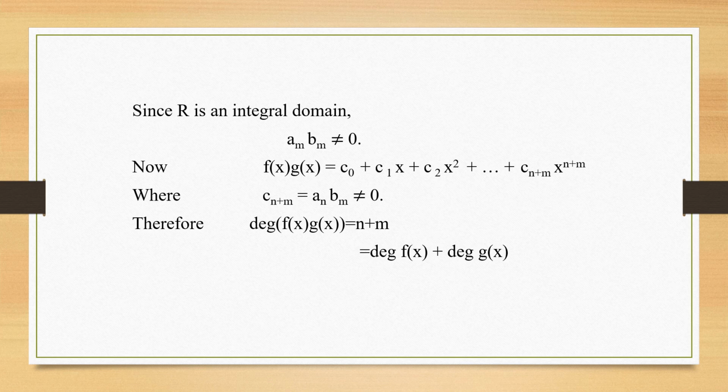Now, how do I define the product of f of x and g of x? I name it with different coefficients: c0 plus c1x plus c2x square plus so on, c n plus m x raised to the power n plus m, where c n plus m is equal to an into bm, which is not equal to 0. Therefore, the degree of f of x into g of x is equal to n plus m, which is equal to degree of f of x plus degree of g of x. Hence the theorem.